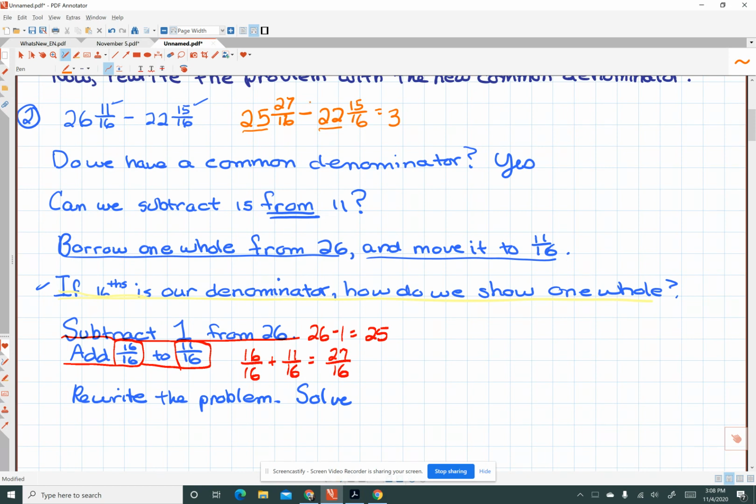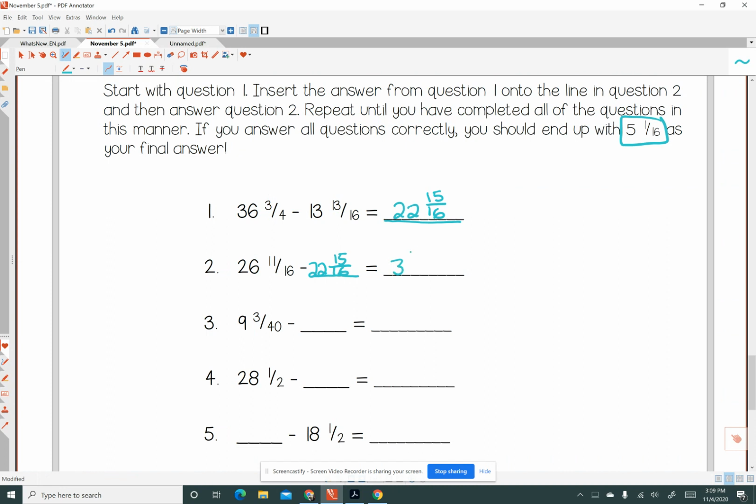And 27, remember the 16ths stay the same. 27 minus 15 is 12. We can reduce this 12/16. We divide 12 by 4, and we divide 16 by 4, which will give us 3/4. That's our final answer, 3 3/4. So put that here and here. And we're ready to do the next problem.